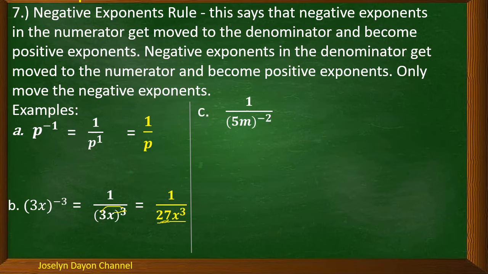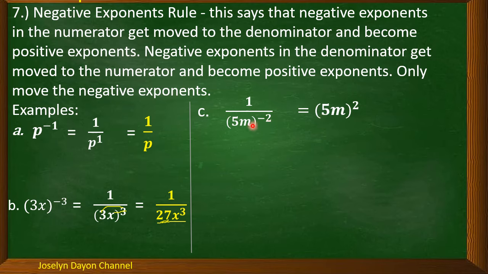Next, 1 over quantity of 5m to the power of negative 2. In here, the negative exponent is in the denominator, so we have to move this to the numerator. So our answer now is quantity of 5m to the power of 2. Why do we have this? Before this, let me show to you the detailed solution.